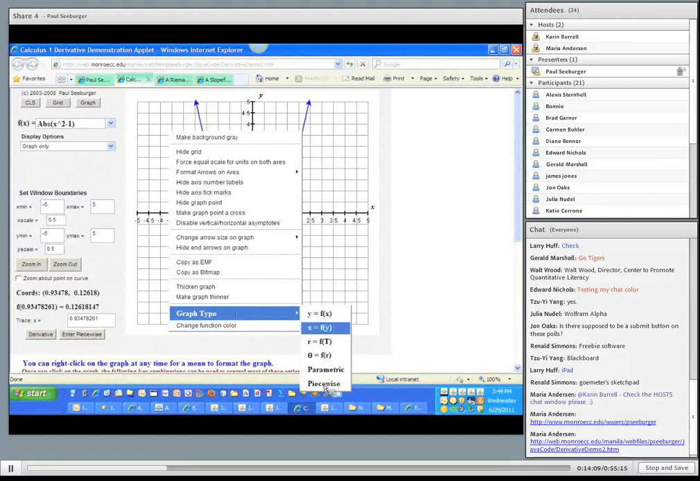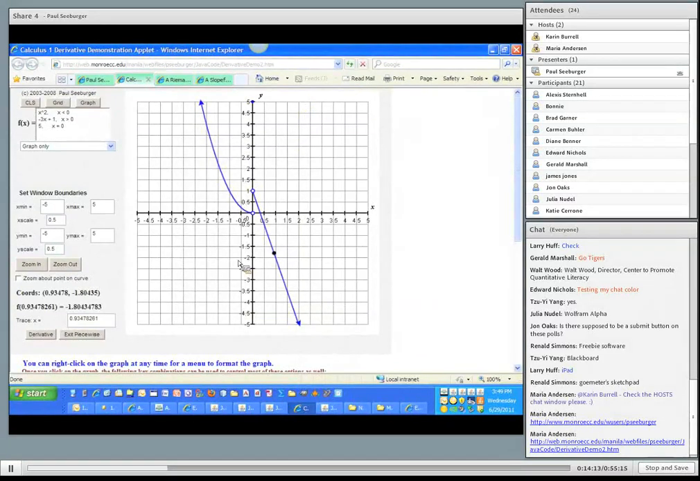So anyway, that's a piecewise function that you can create. You can also graph up to 4 functions here. Create graphs, and so on. All right, I'm going to now go to a different applet. There's a lot more that can be done there, but I just want to show you some various tools that you can use in your classes.